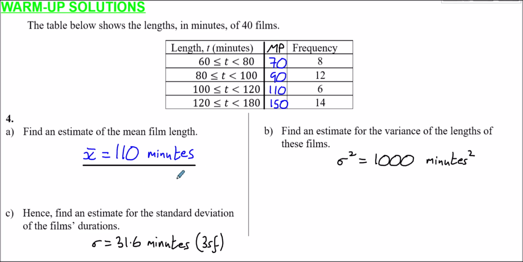That's warm-up completed, so now let's have a look at the main body of the lesson. So, comparing data. I've mentioned this before, but it needs mentioning again. When comparing data, always attempt to comment on a measure of location, which is the first thing, and a measure of spread. You need to comment on those two things all the time, unless a question says otherwise.